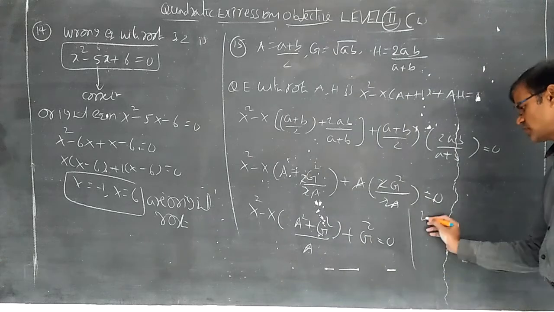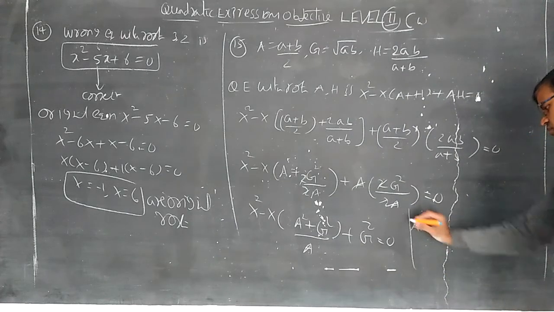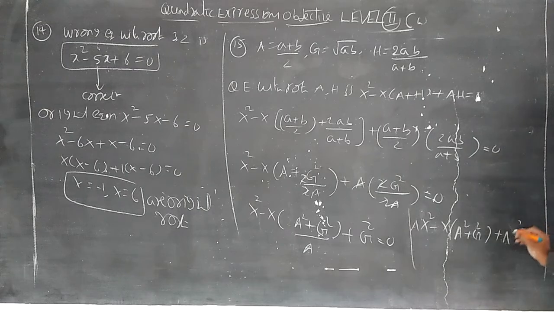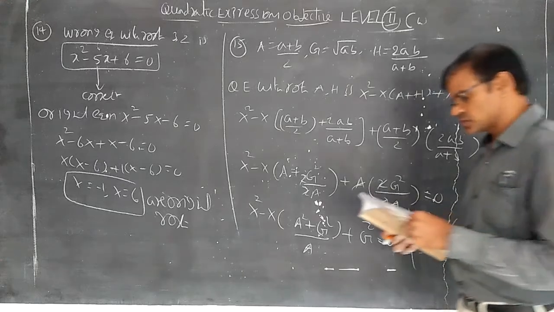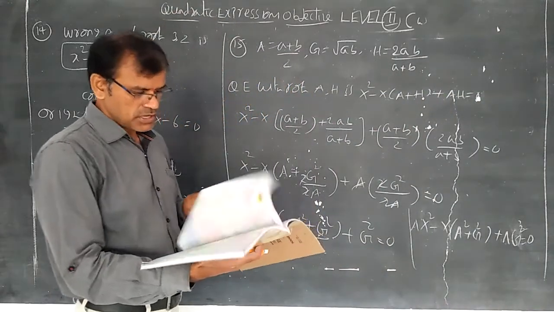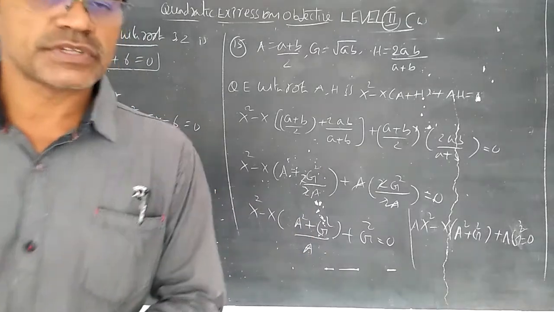Taking LCM as A, we can write Ax square minus x into A square plus G square plus AG square equal to 0. Ax square minus of A square plus G square into x plus AG square equal to 0. It is the 15th question, first option.